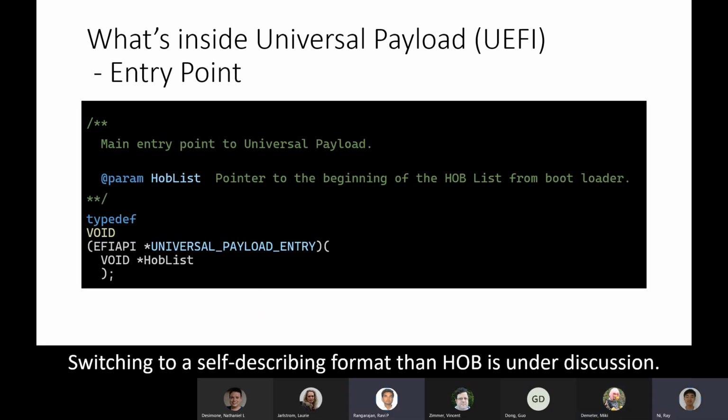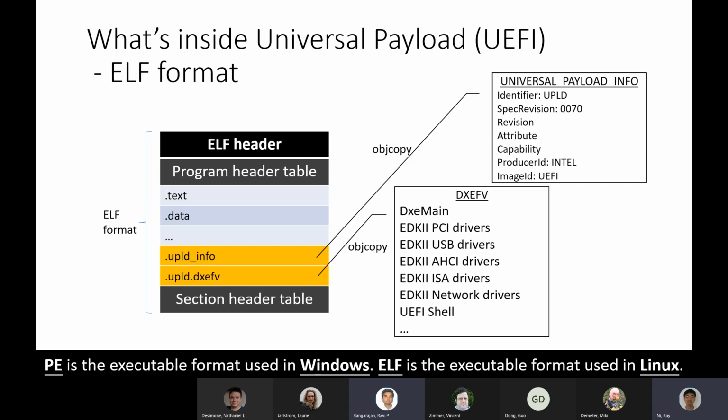And again, Ray, sorry. The bottom callout says PE is the executable format used in Windows. Why have you specified that? I don't see any PE in the diagram. Yes, correct. I just wanted to give some background explanation: what is ELF, what is PE? Okay, got it.